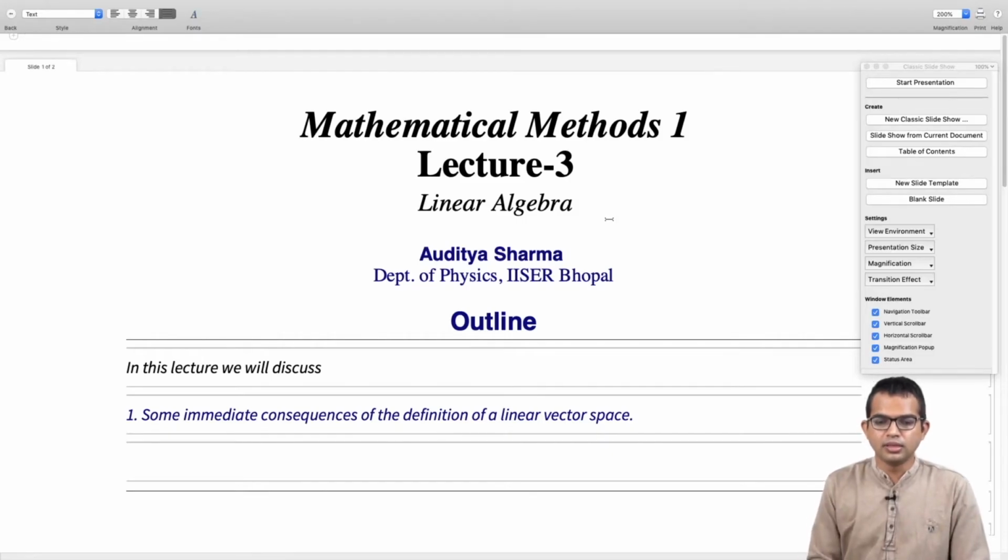So in this lecture we are going to look at some immediate consequences of the definition of a linear vector space. We defined what a linear vector space was in the previous lecture, and some of these properties will immediately give us some constraints. That's what we are going to look at in this lecture.